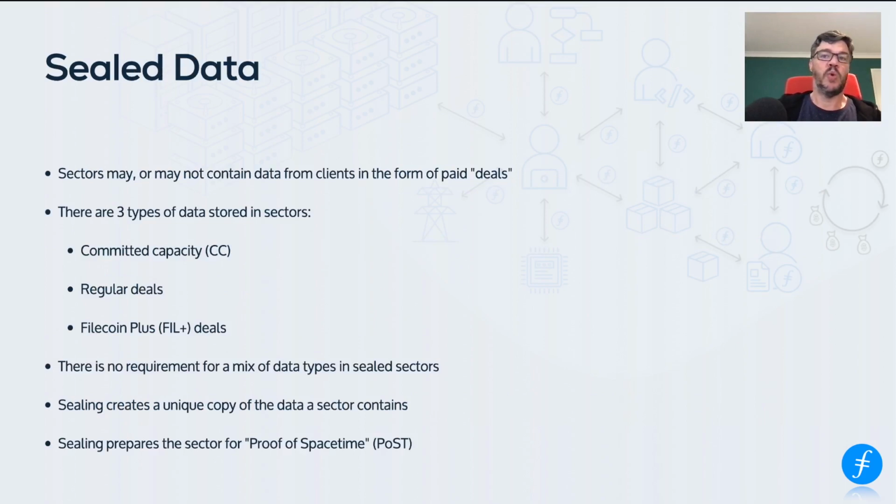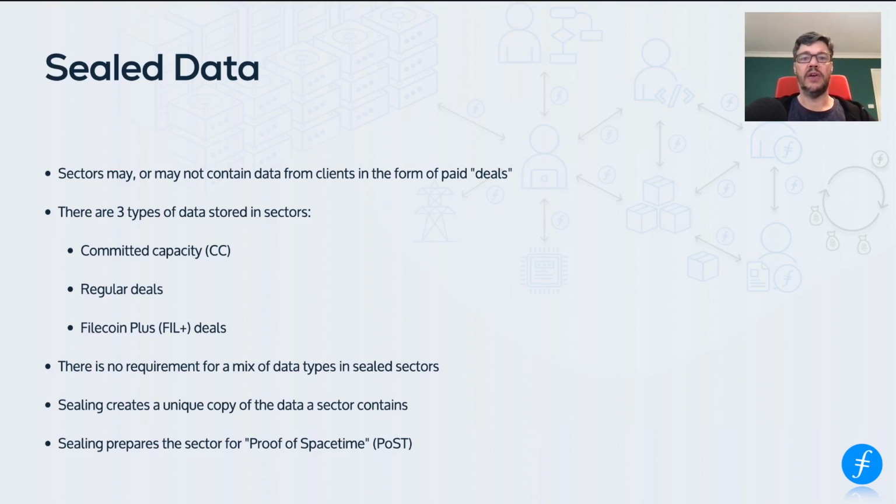Now, what's in this sealed data? Well, these sectors may or may not contain data from clients in the form of paid deals. There's 3 types of data that you'll find in sectors at the moment, and there could be variations of this into the future. Right now, the 3 types are committed capacity, which I'll look at in a minute, but that's basically empty, unused storage, regular deals, and Filecoin Plus deals. So there's deal data and then there's no data. And there's no requirement for the mix of data types in sealed sectors. They contain bits of each of these things, and it all gets worked out in the end.